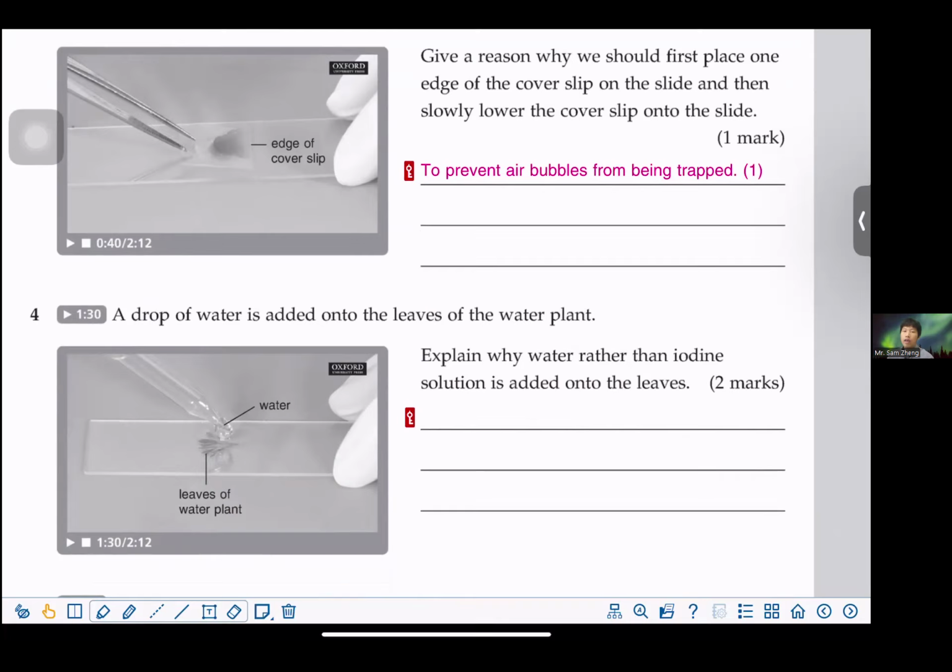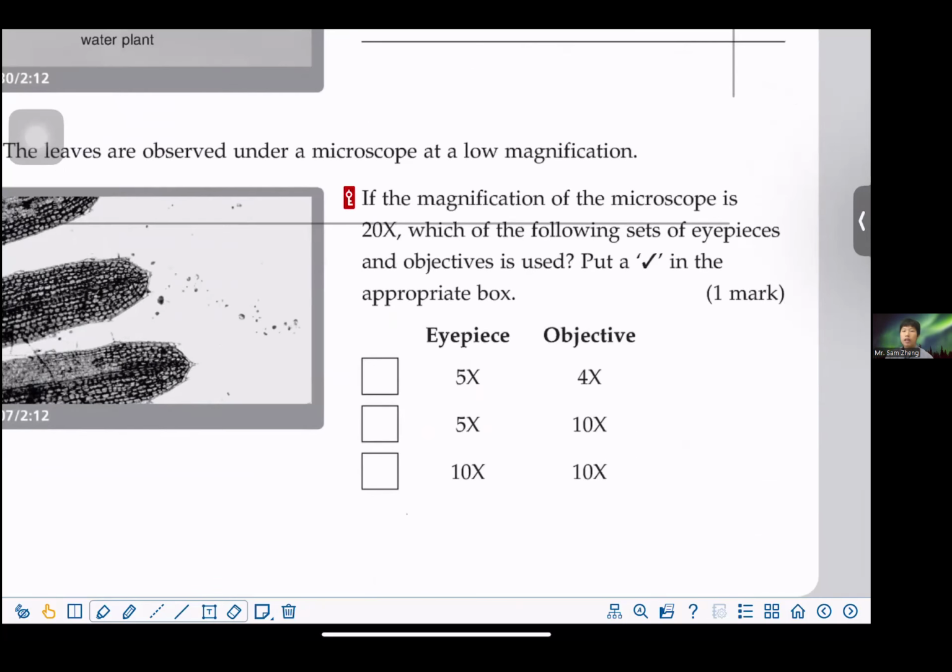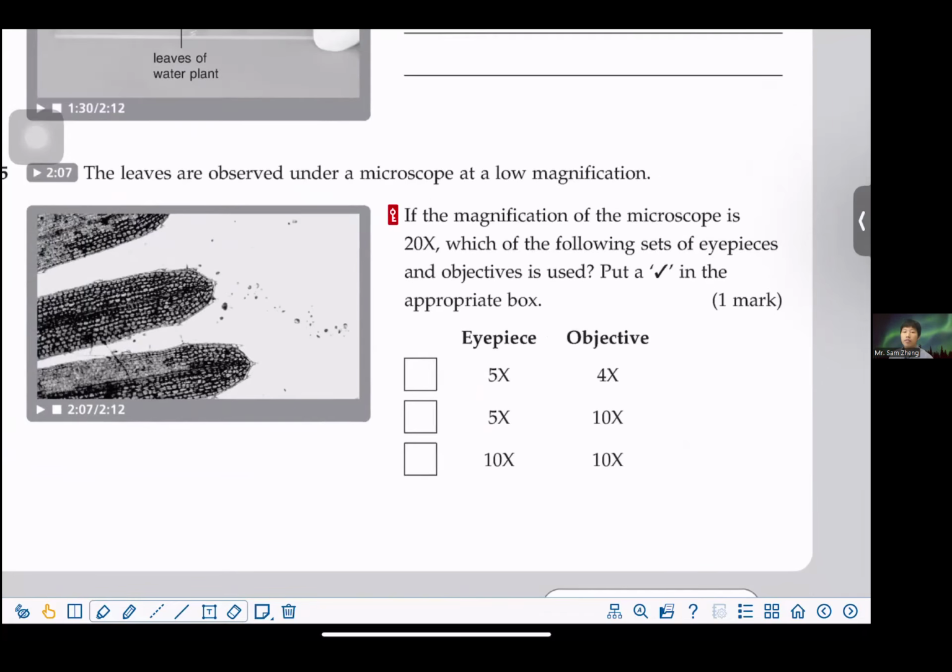Next, why do we just use water rather than iodine solution when we add it to the leaf? This is because leaves contain chlorophyll, so we don't need to stain the cell because it already has color. Now, if the magnification is 20 times, which of the following sets of eyepiece and objective is appropriate? In this case, it will be an eyepiece of 5 times, and the objective will be 4 times.